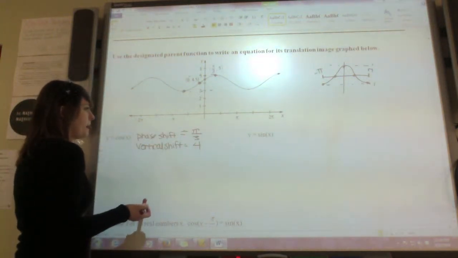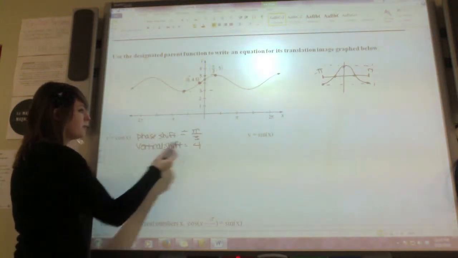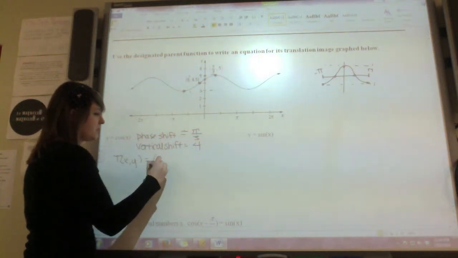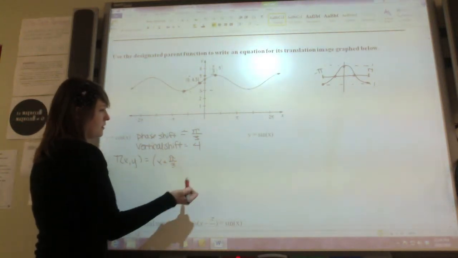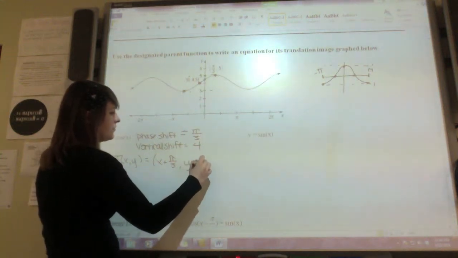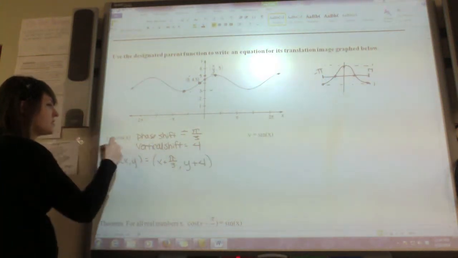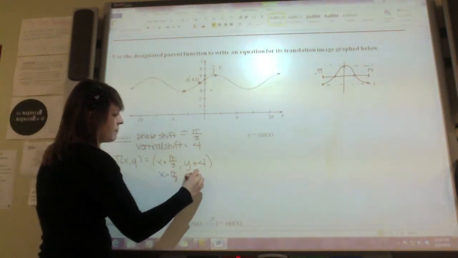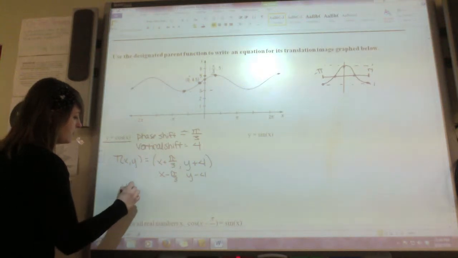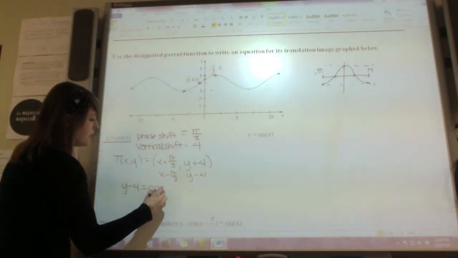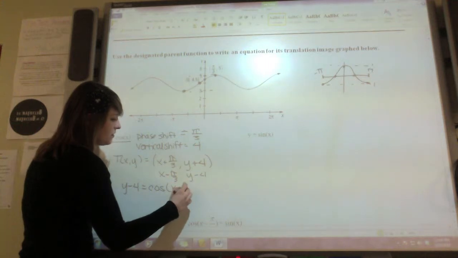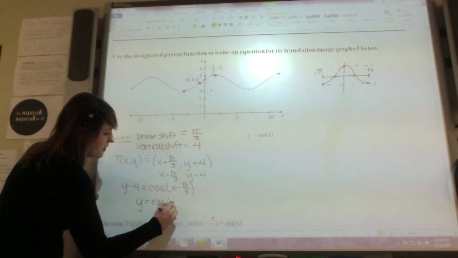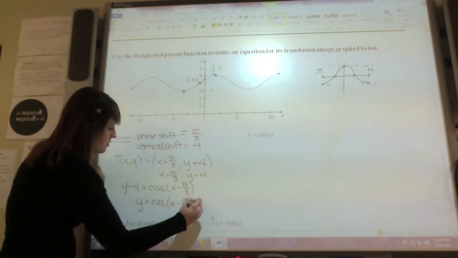So knowing that, if I have a phase shift of pi over 3 and a vertical shift of 4, my translation equation is going to be x plus pi over 3 and y plus 4. So to put that into my actual equation here, I'm going to do the opposite, x minus pi over 3 and y minus 4. And I'll have y minus 4 equals cosine of x minus pi over 3. And then I'll move my 4 over and I'll get y equals cosine of x minus pi over 3 plus 4.